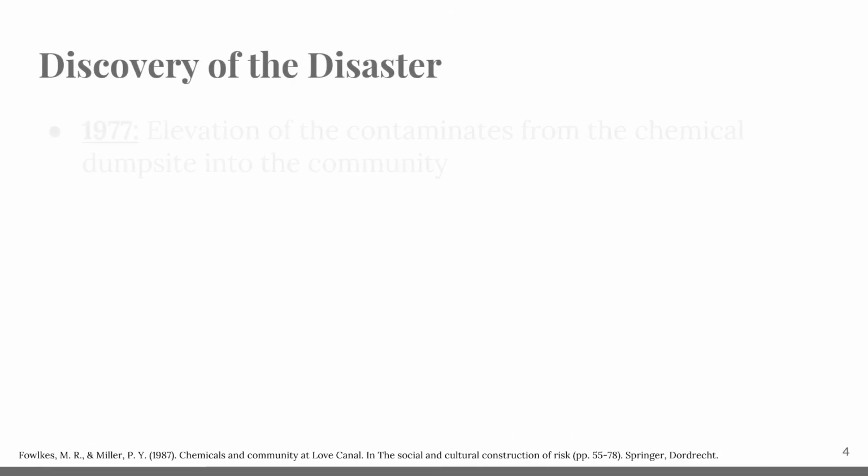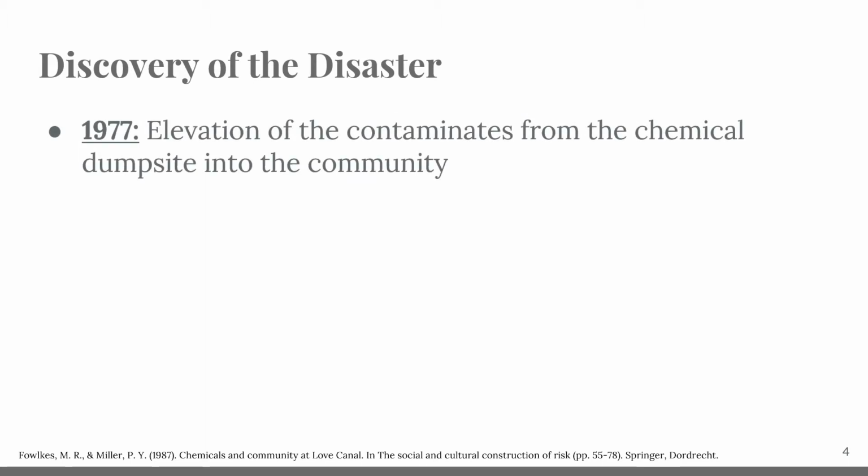Discovery of the disaster. In 1977, there was elevation of contaminants from the chemical dump site into the community. Prior to this disaster, there was a clay cover on the canal, which was used as a barrier against chemical leakage. This was not monitored or evaluated to ensure safety. In 1977, a heavy rainstorm caused excess water to enter the groundwater. The clay cover, which was incorrectly thought to be impermeable, cracked.